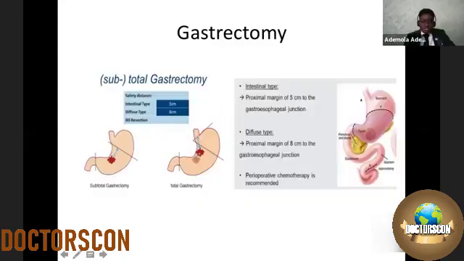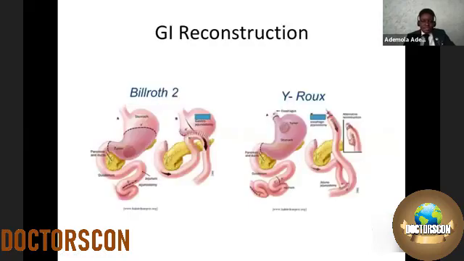So again, just for the students that are in here, for those who are interested, for intestinal type, we tend to have a shorter margin of 5 centimeters for R0 resection. Whereas if it's a diffuse type, we tend to get wider margins, at least 8 centimeters, to prevent issues of recurrence. And the reconstruction typically is either a Billroth II gastrojejunostomy or a Roux-en-Y gastrojejunostomy.